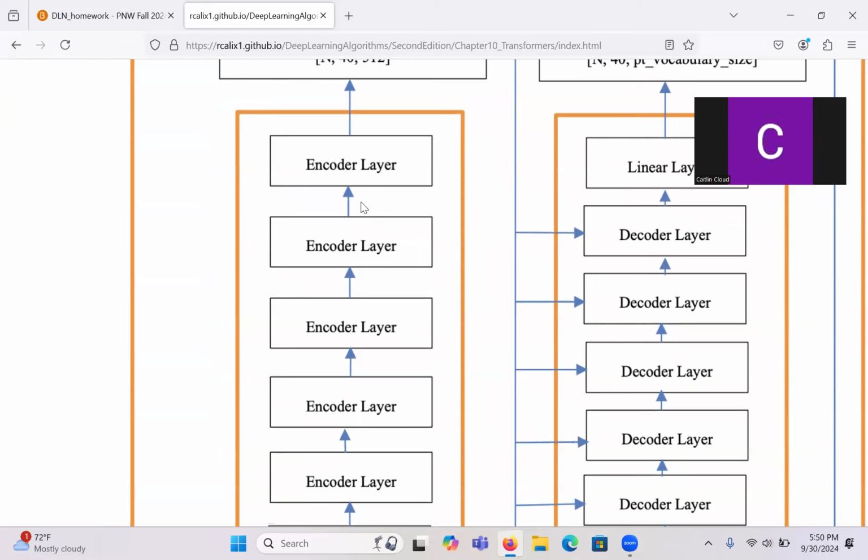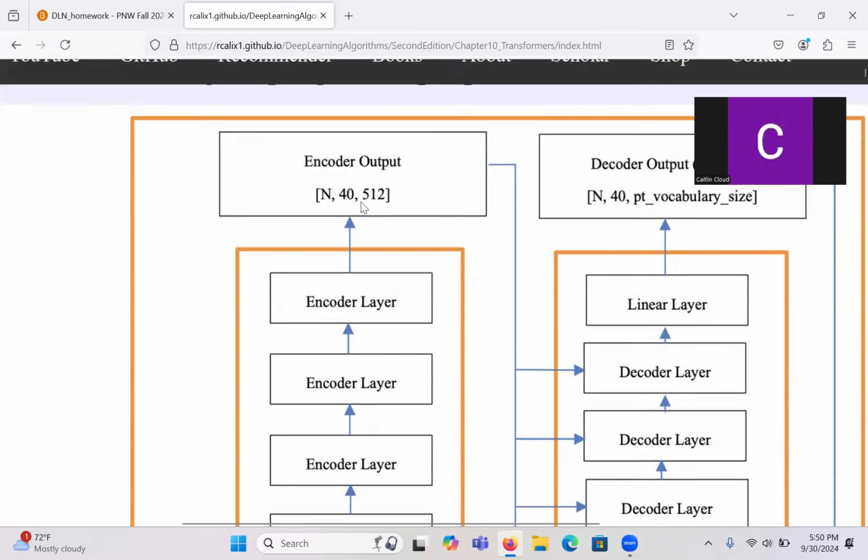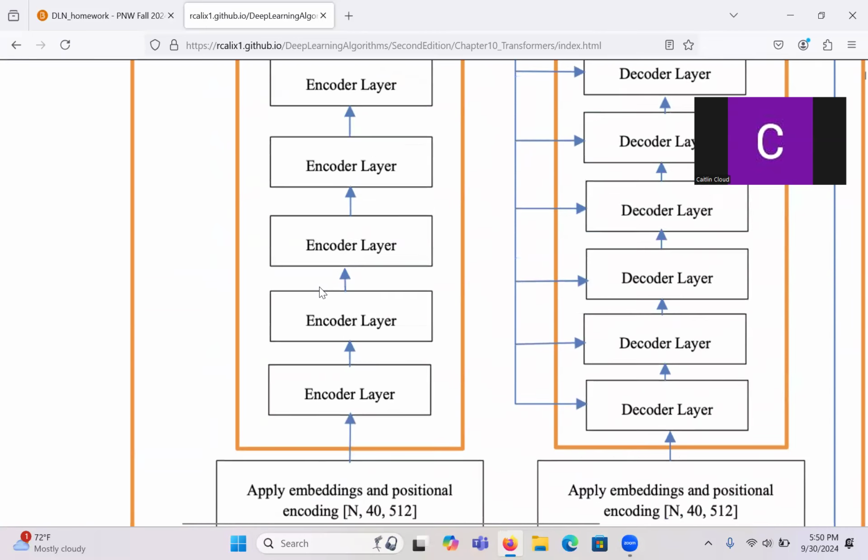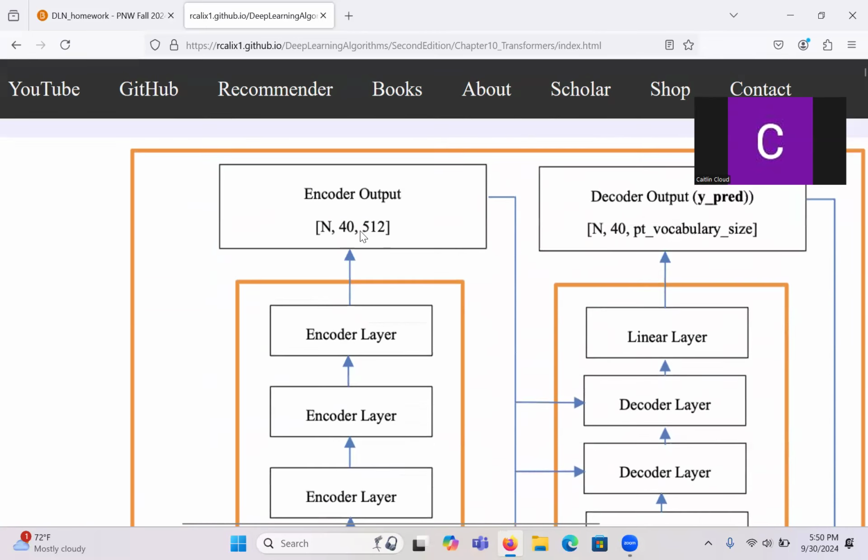Questions? Now, in the original transformer, they wanted to take the English sentence and encode it into something. Remember that what comes out of here is something that the neural network learned.